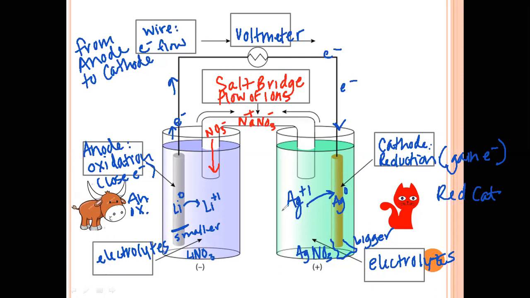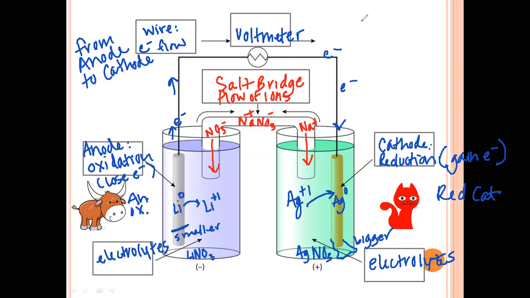Okay, over here, we have Ag plus turning back into Ag0. So we're losing positive charges here. So we're going to have excess negatives from the NO3. So that means the Na is going to travel this way to make up for that lost positive charge. So Na positive is a cation. Cations move towards the cathode. Okay, so I think that's about it.